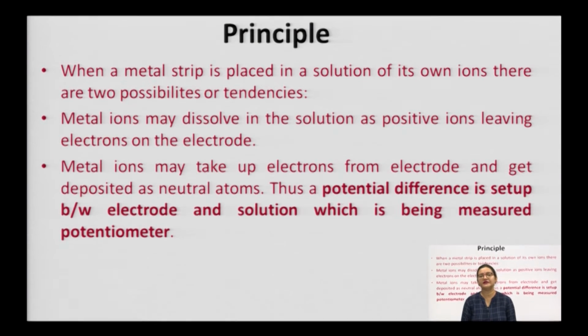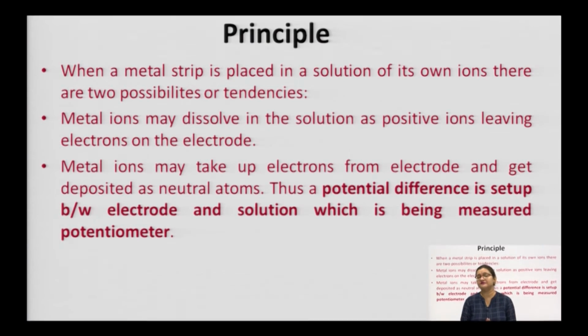First tendency or first chance is that metal ions may dissolve in the solution as positive ions, leaving behind the electrons on the electrode. And the second tendency is that metal ions may take up the electrons from the electrode and get neutralized themselves, leaving behind the positive charges. Okay. They will become neutral and they will leave the positive charges on the electrode.